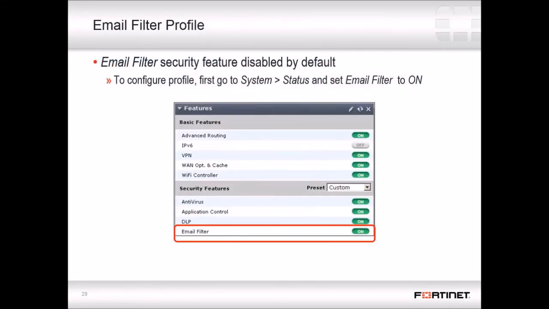By default, the email filter security feature is disabled on the FortiGate device. To configure email filtering, you must first enable this feature in the GUI as shown here.